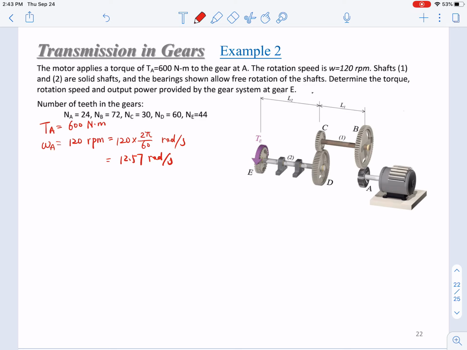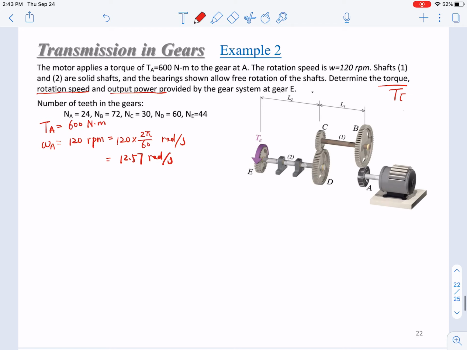Then let's look at what it's asked to do. We're asked to determine the torque, rotation speed, and output power. Okay, it's just TE, omega E, and PE. Can we calculate PE now? Right, if you understand that P is a constant, so you can just use TA times omega A, that equals PE. The P is a system level constant.